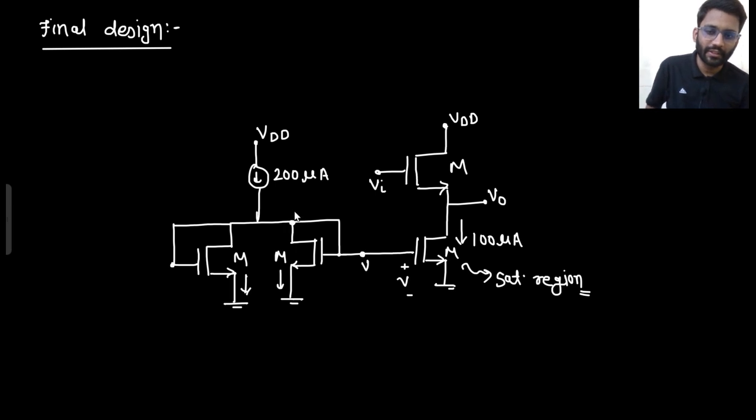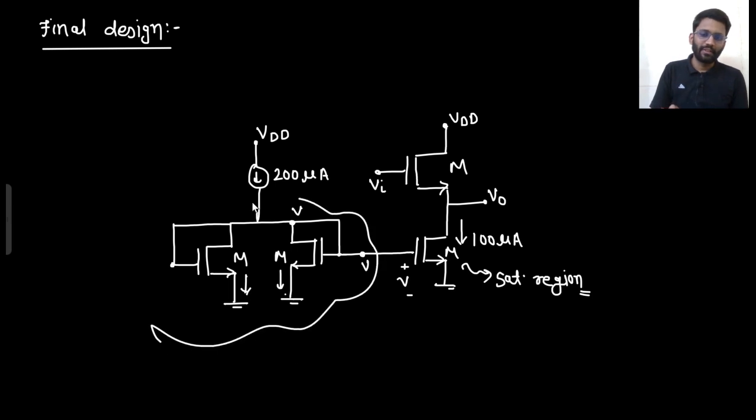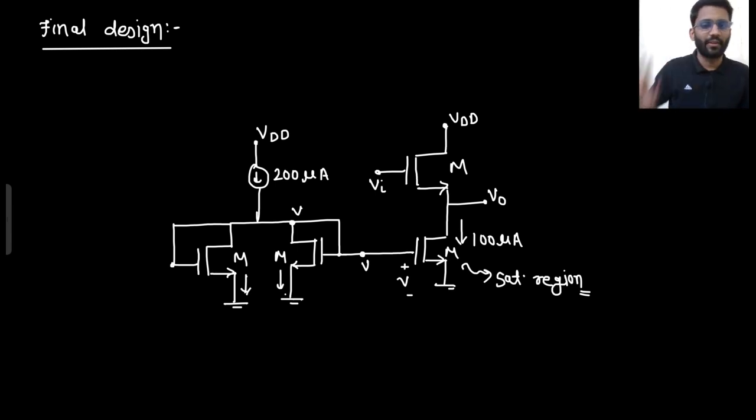If this is voltage V, this will also be voltage V. So from V to ground I see 1 by gm, and from V to ground I see ro. From V to ground, what do I see? 1 by gm parallel with ro parallel with 1 by gm parallel with ro. Say yes or no? So this much of region will be replaced by 1 by gm parallel with ro parallel with 1 by gm parallel with ro. Say yes or no?